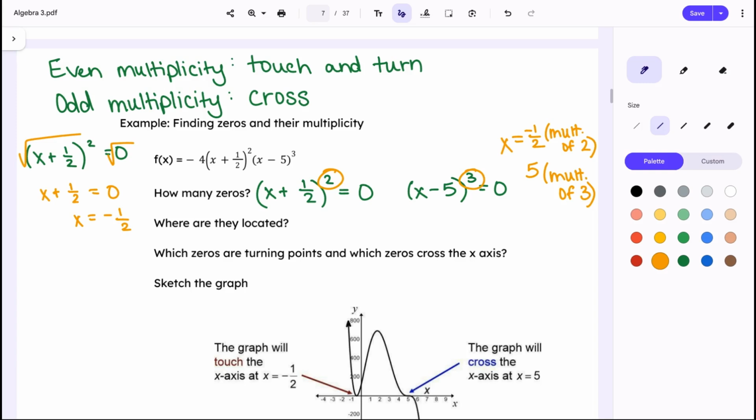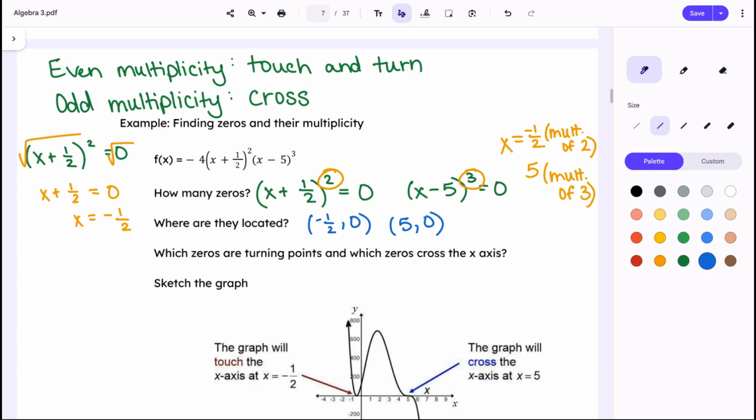When they ask where they are located, those are just the solutions but written as coordinates. If they're crossing the graph at the x-axis, there's no y coordinate. So it would just be -1/2, 0, and 5, 0. So just writing those as intercepts now.